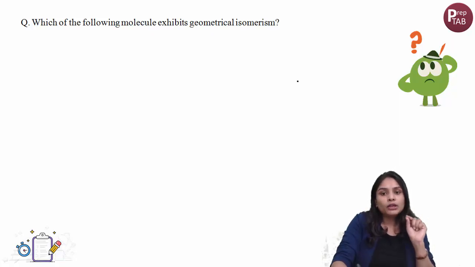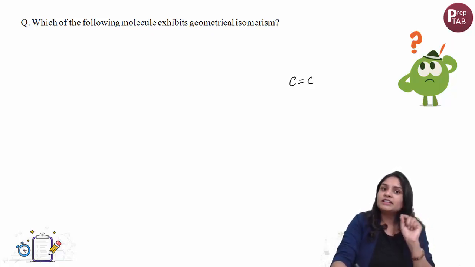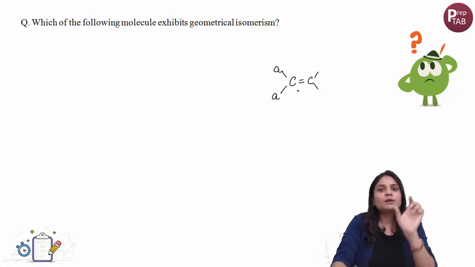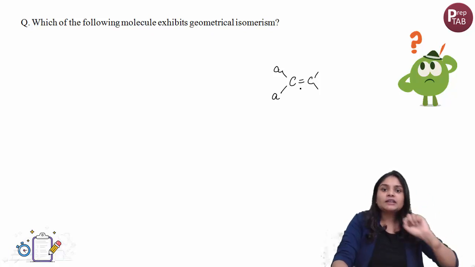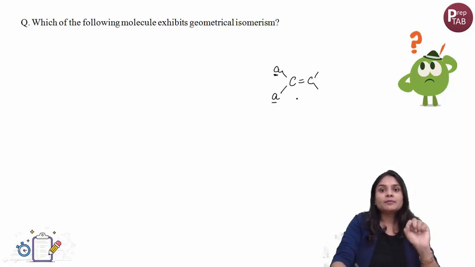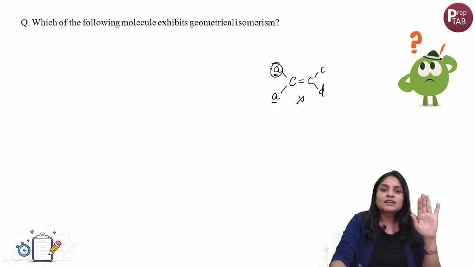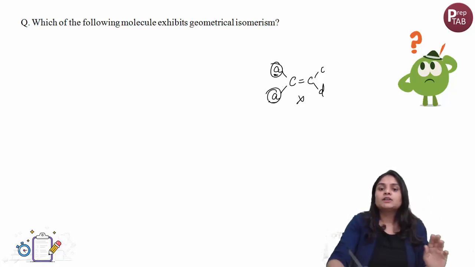So which molecules will not show geometrical isomerism? If in a molecule you have C double bond C, and on the same carbon atom both the substituents are same. If in C double bond C or C double bond N, on the carbon atom, if both the substituents are same, then this will not show geometrical isomerism.